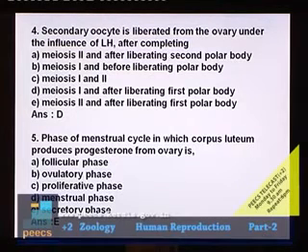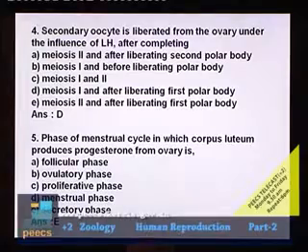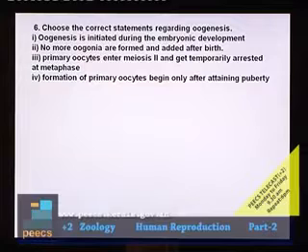What about the other options? Follicular phase is the development of follicles. Ovulatory phase is the other name for ovulation. Proliferative phase is the same as follicular phase, but with respect to the uterus, we use the term proliferative phase. And menstrual phase, of course, is the beginning of the cycle, during the first 3 to 5 days. Now coming to question number 6, you have to choose the correct statements regarding oogenesis.